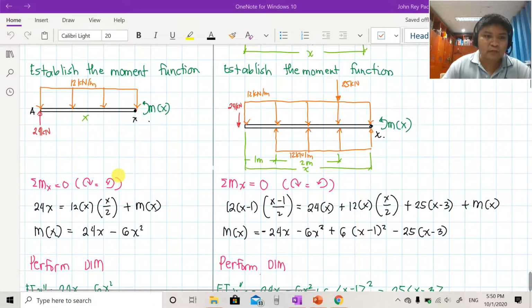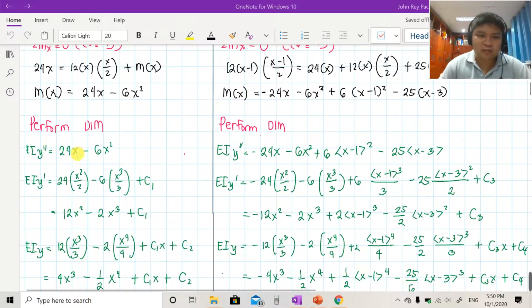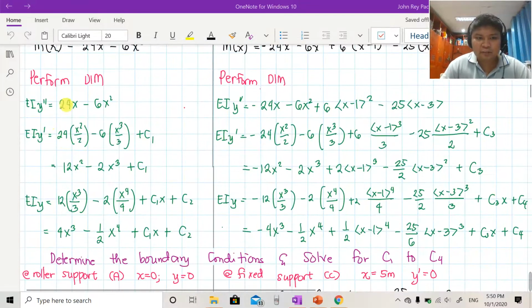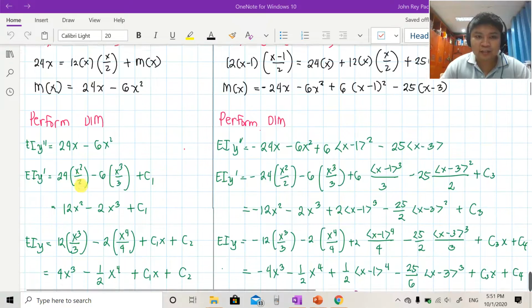The next thing we will do is perform the double integration method. So, performing DIM, the first one is 24x minus 6x squared. Of course, this is easy. EIy prime is 24 x squared over 2 minus 6 x cubed over 3 plus C1. Do not forget the C1. That will be equal to 12x squared minus 2x cubed plus C1. On the other hand, EIy equals 12 times x cubed over 3 minus 2 times x to the fourth over 4 plus C1x plus C2. So, the equation will be 12 over 3 is 4: 4x cubed minus 1 half x to the fourth plus C1x plus C2. So, this is the result of the double integration method for the first span.